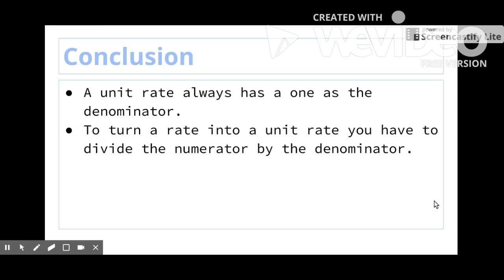To conclude this topic, let's go over the main ideas. To tell the difference between a rate and unit rate is that a unit rate always has a 1 as the denominator. You have also learned about how to change a rate into a unit rate by dividing the numerator by the denominator. Now you know how to use rates and unit rates.